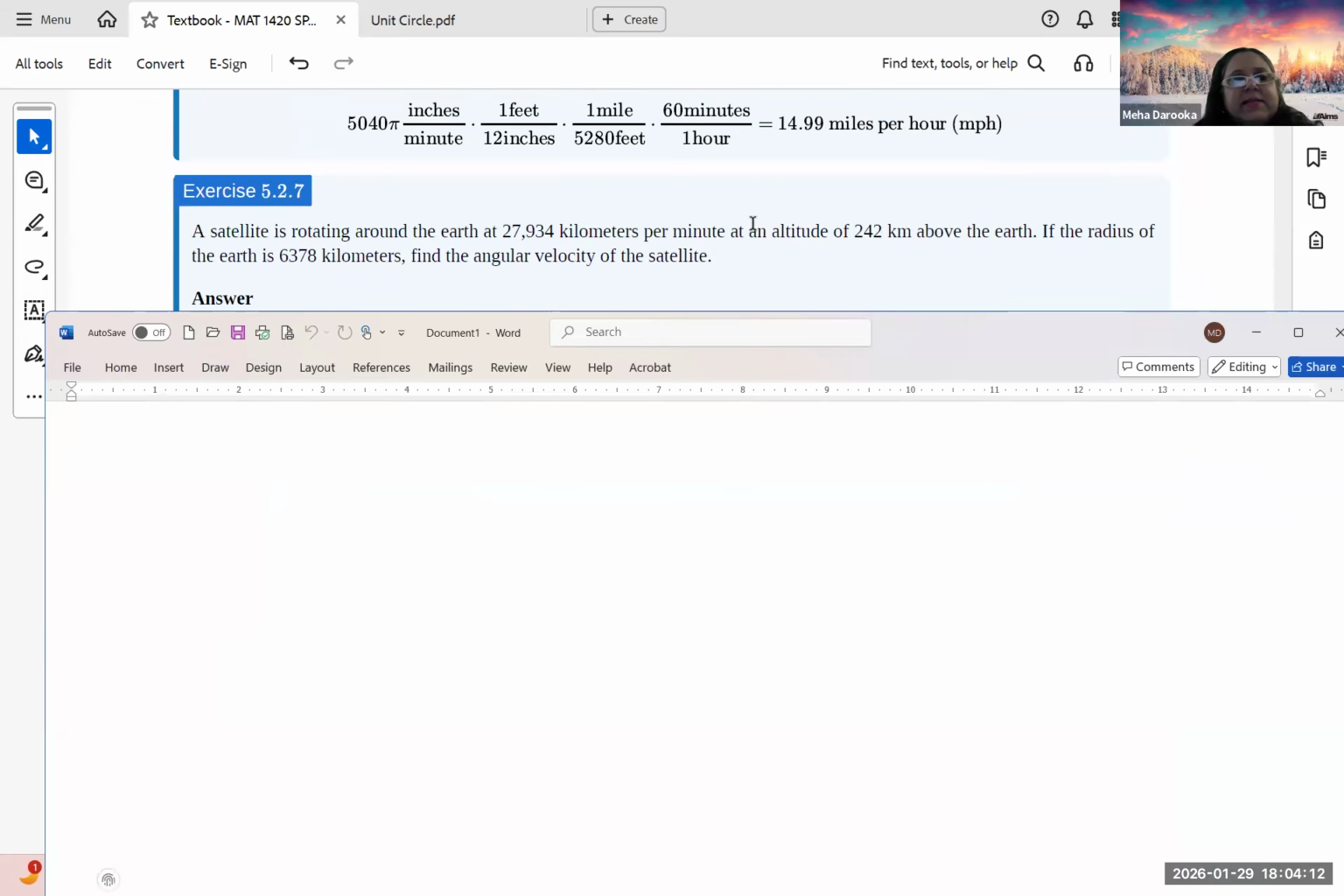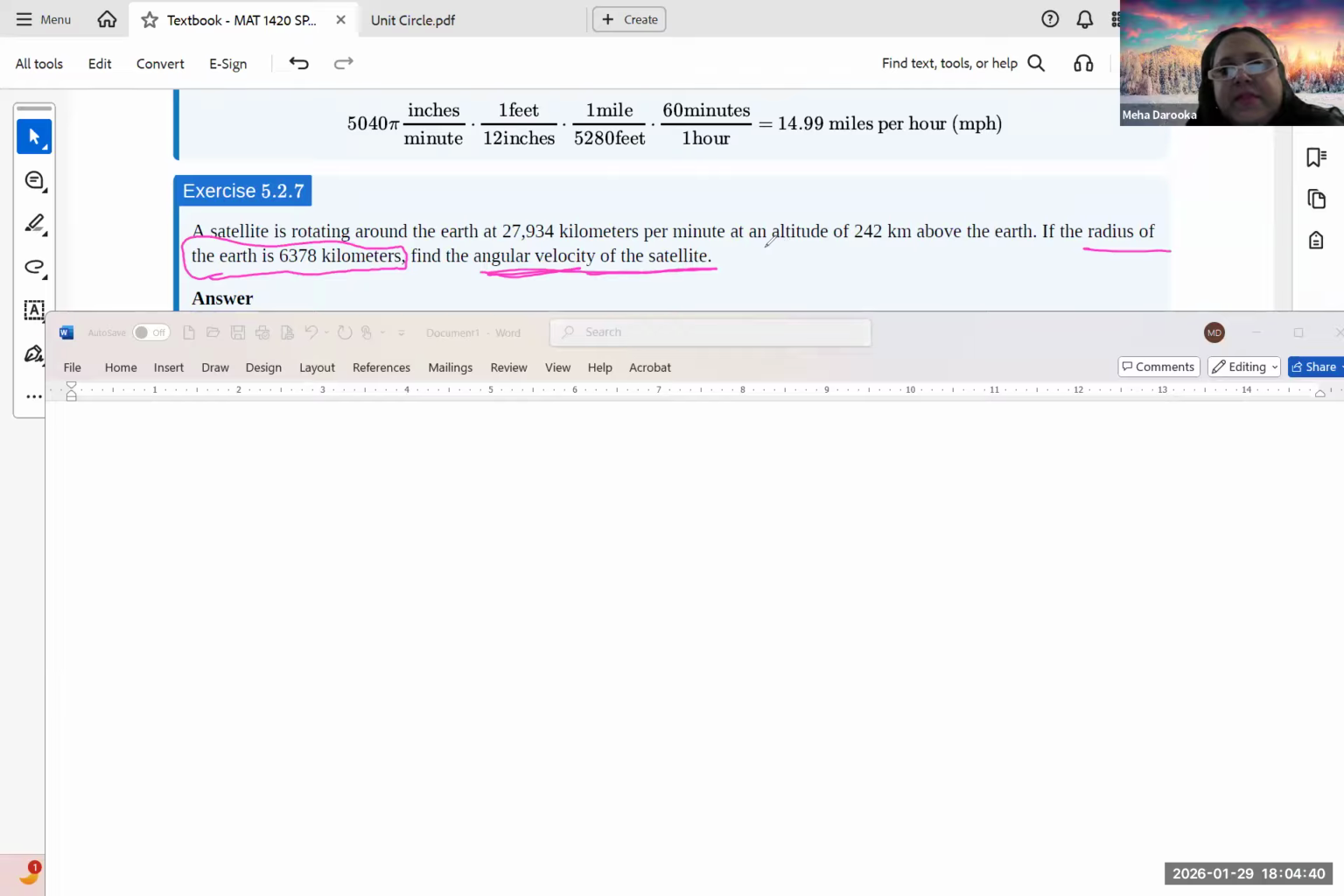Oops, sorry. A satellite is rotating around the Earth at 27,934 kilometers per hour at an altitude of 242 kilometers above the Earth. If the radius of the Earth is 6,378 kilometers, they're asking us to find the angular velocity of the satellite.